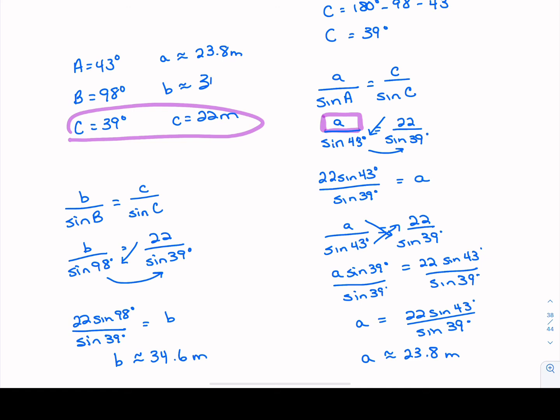So if we take a look at our table, we've filled in all of our missing measurements, and at first glance we notice that the smallest angle is across from the smallest side and the largest angle is across from the largest side, and that's what we should anticipate when we solve these types of triangles.